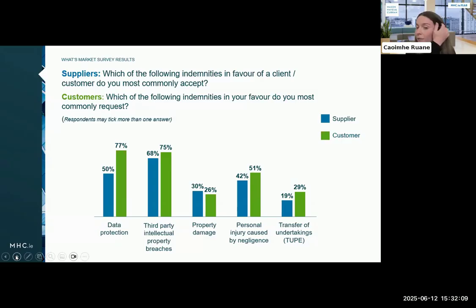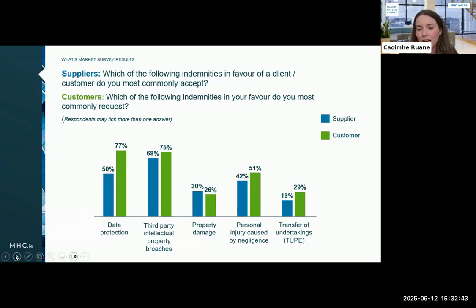And as Mark already alluded to, the position on suppliers seeking these types of indemnities, or agreeing to them, is often determined by whether they're comfortable standing over their own proprietary IP. And then moving to indemnities for property damage, this increased on the supplier side this year from 24% to 30%, and went down for customers from previous years from 34% to 26%. These types of indemnities would obviously be more common in construction type agreements or property agreements.